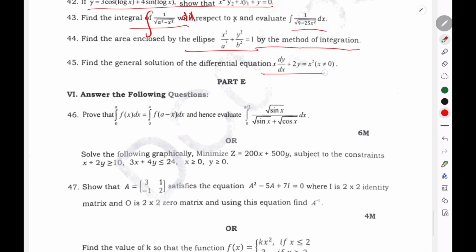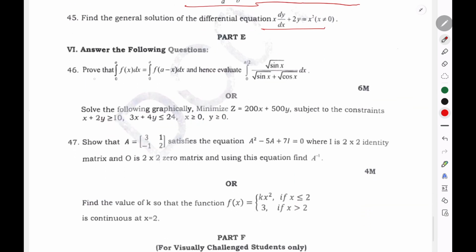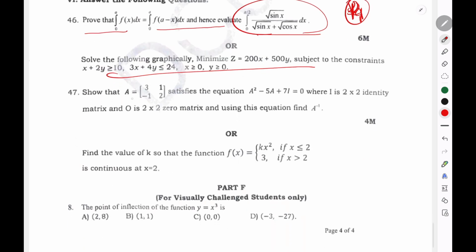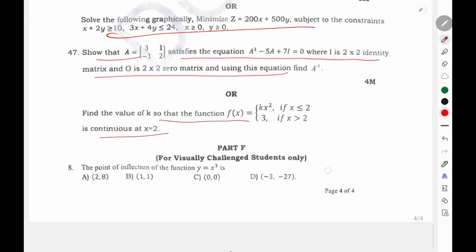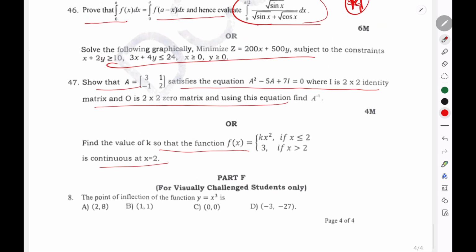Find the general solution. Okay, in part E, prove that integral 0 to a of f(x) dx equals integral 0 to a of f(a minus x) dx. Quite easy. It's the king property, property number P4. If you want the proof, very soon I will discuss. This is from LPP, and show that this satisfies the equation. Find the value of k. Okay, this is from continuity, very easy. And point of inflection, this also I will do for you.